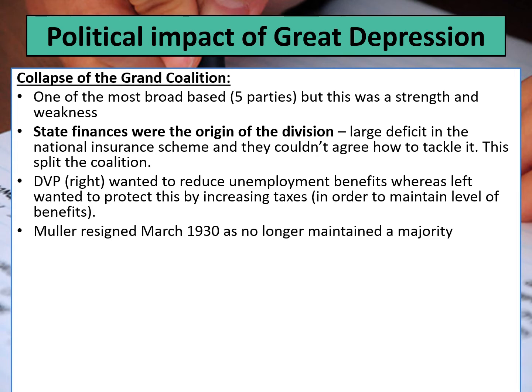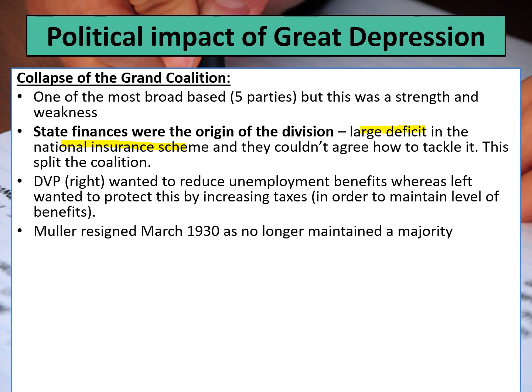Now, in terms of what actually broke this, what led to its collapse in March 1930 was the state finances. This was the origin of the division. Essentially, unemployment pay had put them in a very difficult position, and the national insurance scheme was facing a large deficit. Basically, they were heavily in debt. They couldn't agree on how to tackle it.